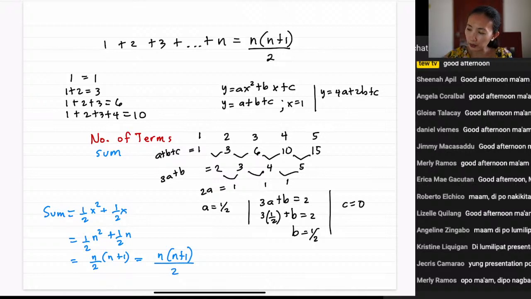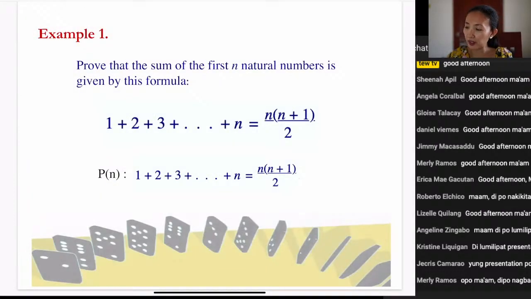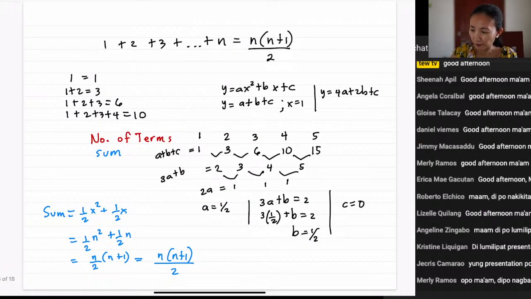Okay? O, yun. Para maalala nyo. So, you don't have to memorize. You can derive it on your own. Okay? So, let's go back to the problem. Going back, prove that the sum of the first n natural numbers is given by this formula. Okay? So, let's go through the 3 steps of the inductive method.